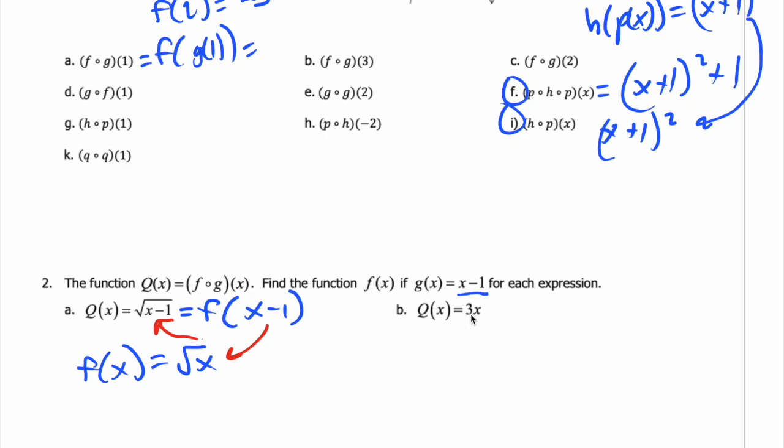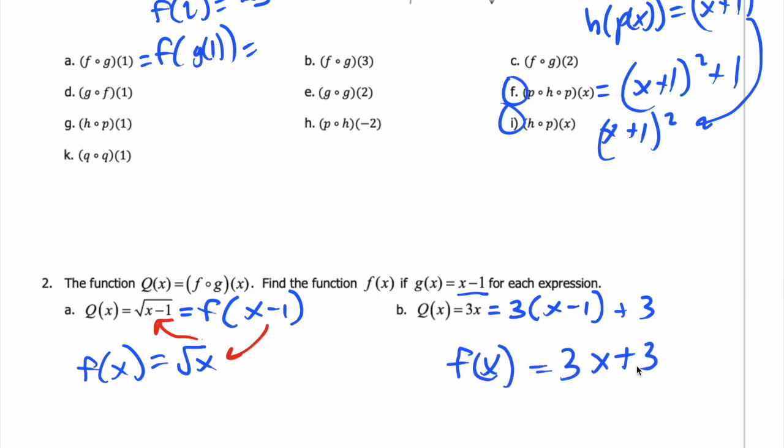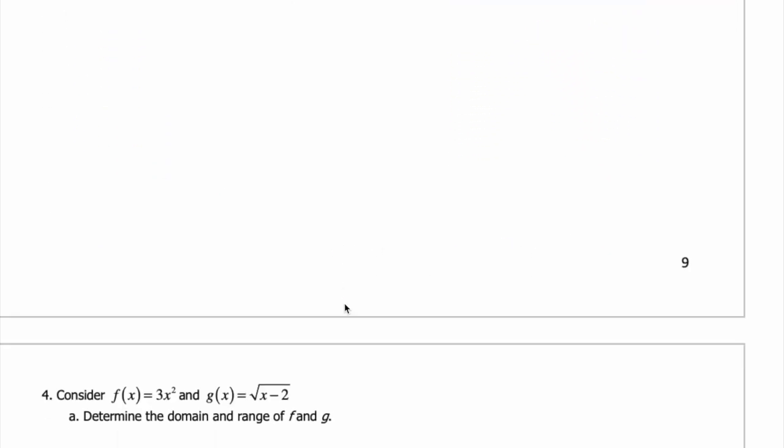So this one's not so easy. You can't see x minus 1. One way to do this is to rewrite this as 3 times x minus 1. That gives you a negative 3, so you can stick a plus 3 at the end, right? So now it's the right format to see what the function f of x has to be. f of x equals 3x plus 3. Okay? So that's how you do that one.